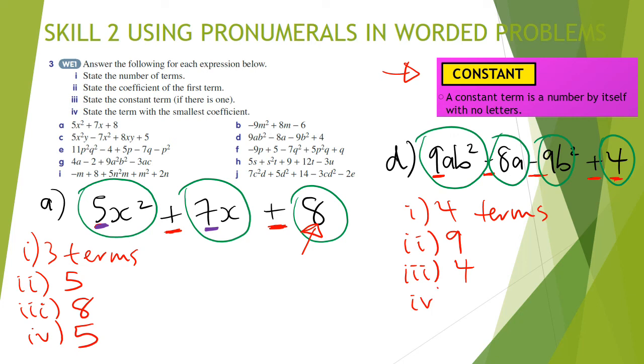And the last one, which term has the smallest coefficient? So the coefficients are 9, negative 8, because there's a negative out the front of this 8, negative 9, and positive 4. If we're looking at negatives, then the smallest coefficient is negative 9, because negative 9 is more into the negatives than negative 8. So negative 9 is actually smaller than negative 8.